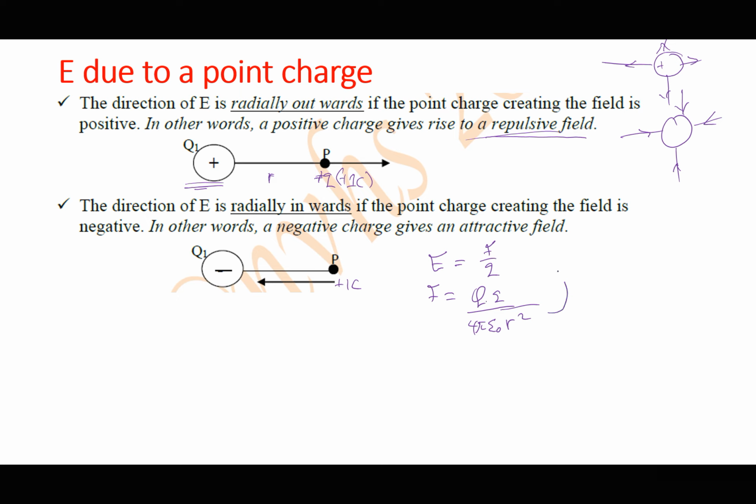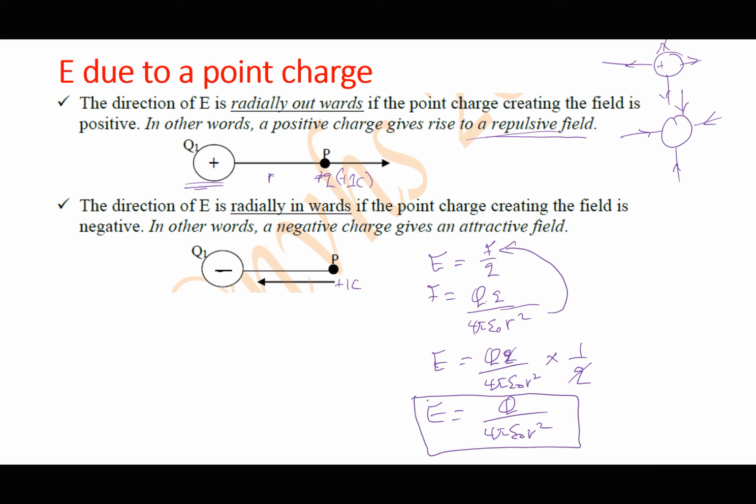So if I substitute this into that expression, E is going to be the force, which is Q times small q, over 4 pi epsilon naught r squared, divided by the small q in the denominator. So the small q cancels. E is therefore going to be Q divided by 4 pi epsilon naught r squared. So the electric field strength due to a point charge is given by that expression there.